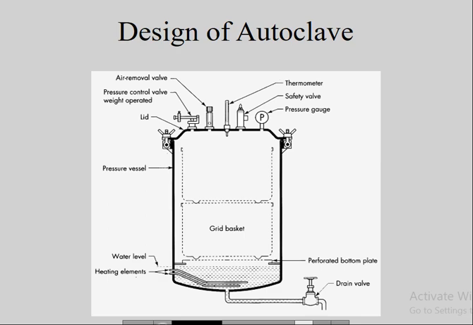Initially, checking the water level of the autoclave is very important. Once you check the water level, you can keep your desired material, glassware or medium, inside the autoclave. Once it is switched on, the water will start to heat. That will result in generation of steam, and since this device is completely closed, the steam cannot go outside. As a result, it will generate high pressure. Pressure increases, temperature also increases.